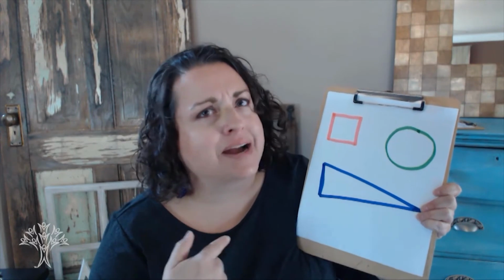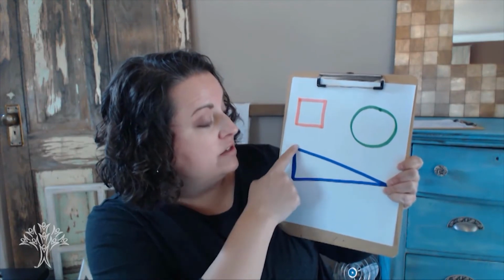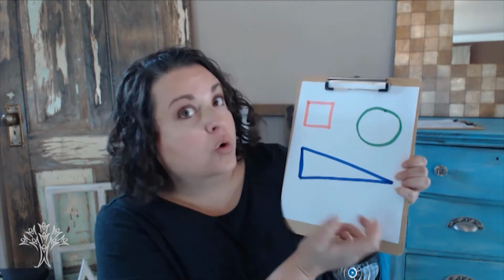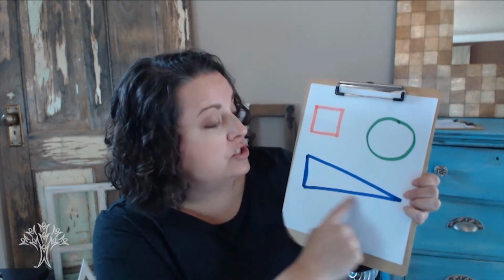Our triangles might look very different. There's different types of triangles. What's important is not that your triangle and my triangle look the same. What's important is that both of our triangles have 3 vertices, 1, 2, 3, or corners, and 3 sides, and have a closed shape. We want our shape to be closed.